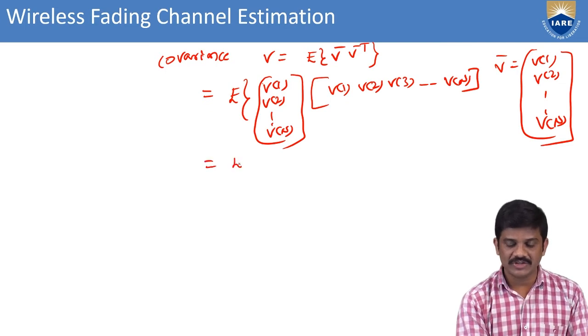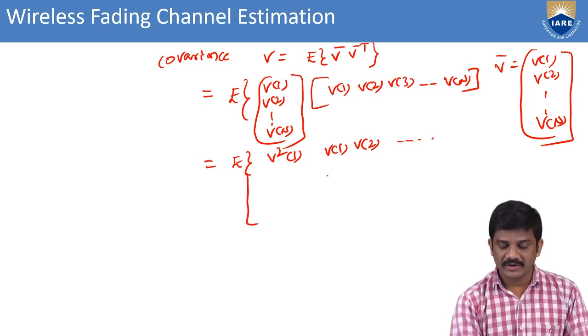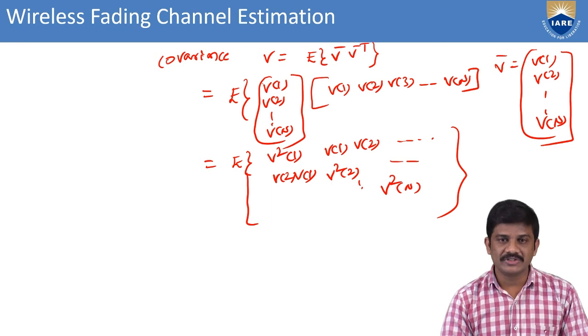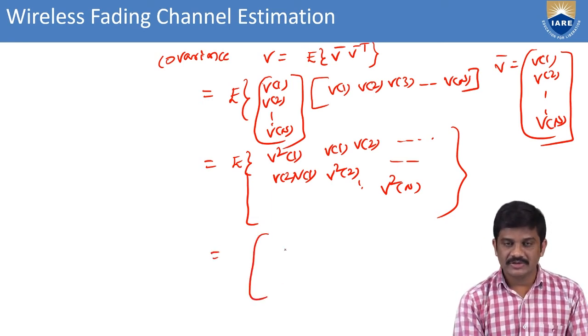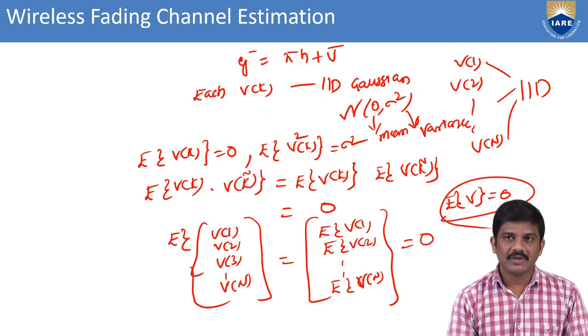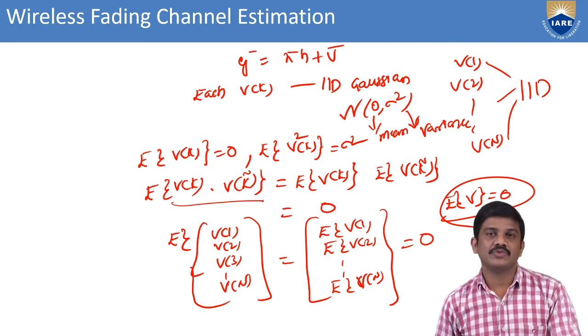Then we can write the estimation of v square of 1, v1 v2, and here we have the diagonal v square of 2 and v square of n, and so on. In between we have v2 of 1, v1. Like this we simplify the vector and vector transpose of the estimation. Then the diagonal is mainly sigma square, and the remaining values are 0. That is, v of 1 into v of 2 equals 0.